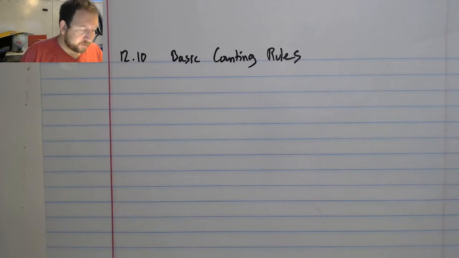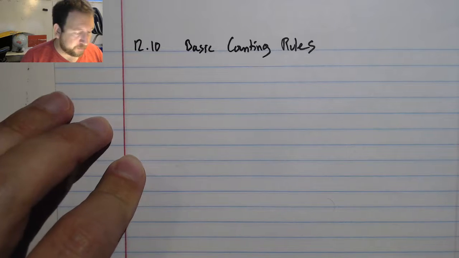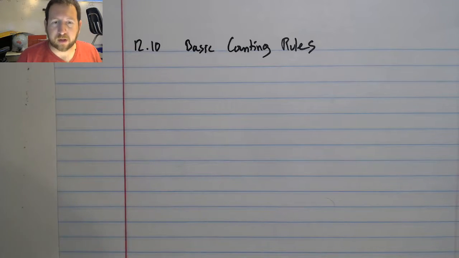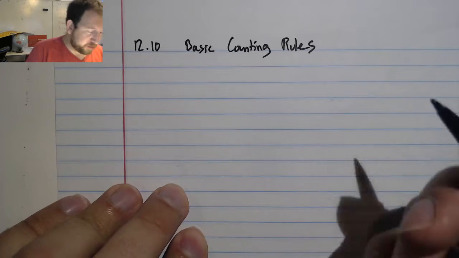All right, section 12.10, basic counting rules. This is actually a lot of what we've already talked about. The basic counting rules for probability are simply that when we are finding out options, we can just multiply the choices. And let me show you what I mean.